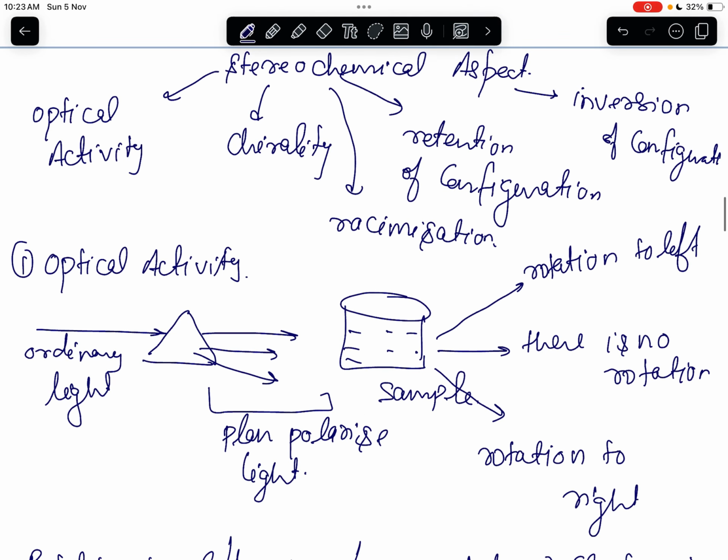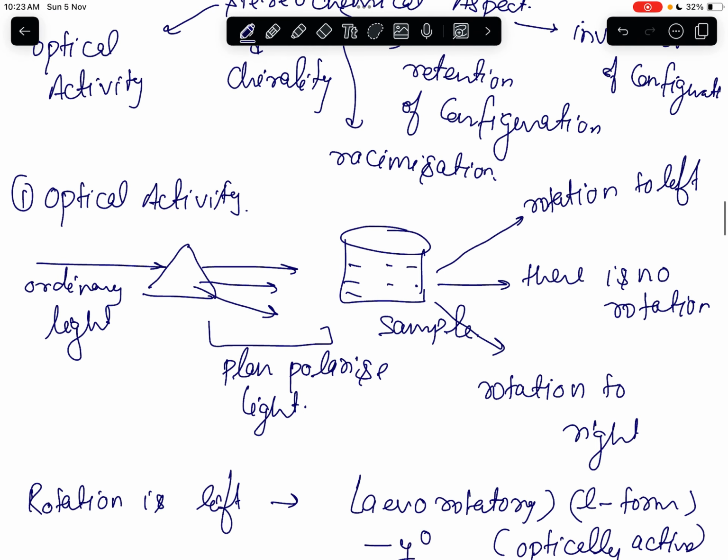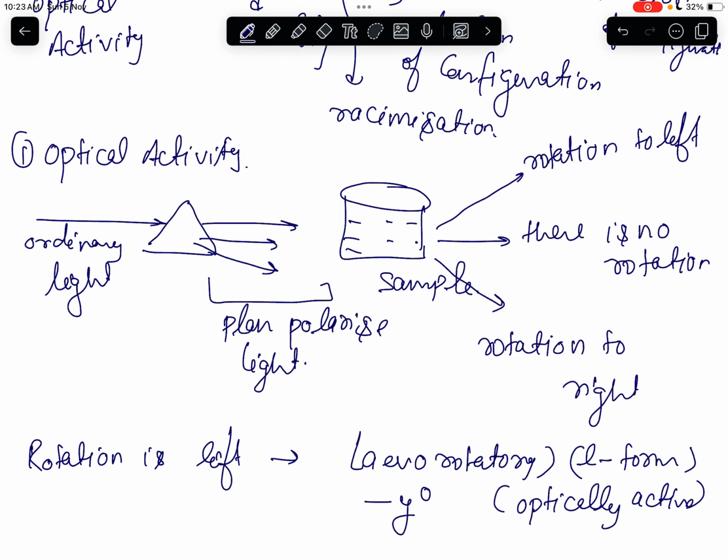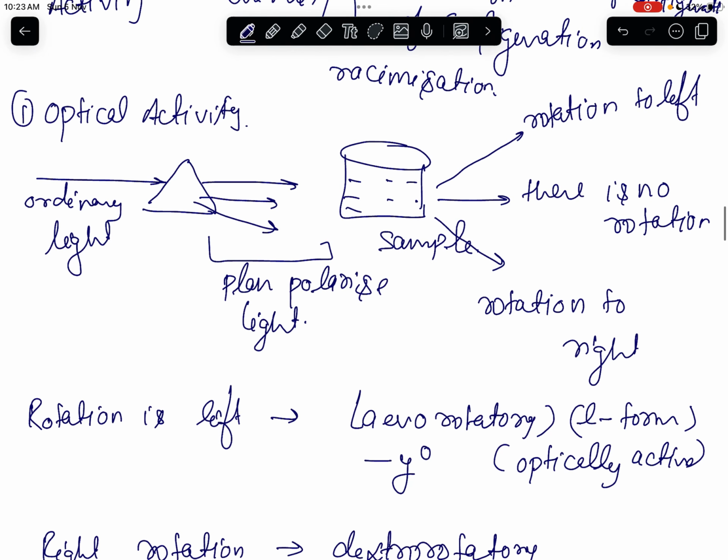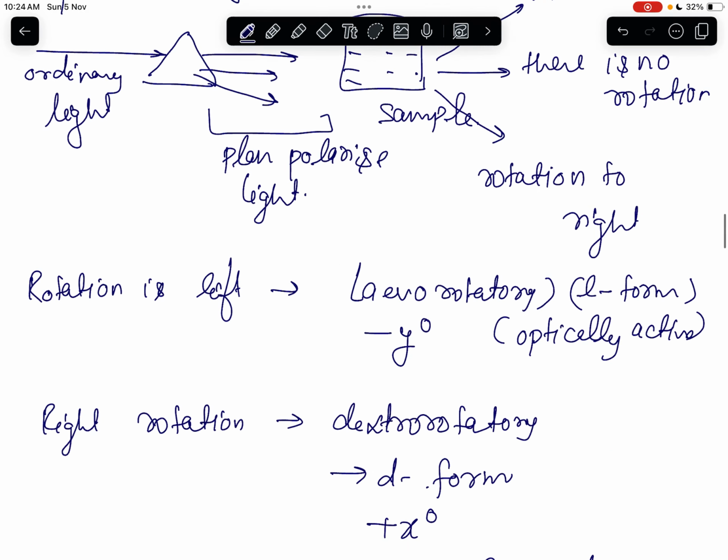The stereochemical aspects we can see here are optical activity, chirality, retention of configuration and inversion of configuration. Optical activity we can understand like this: with a Nicol prism, when we incident ordinary light, it generates plane polarized light, which passes through the sample. Then there are 3 cases: rotation to the left, rotation to the right, and no rotation. If there is no rotation, the compound is optically inactive. If there is rotation, whether left or right, it is an optically active compound.